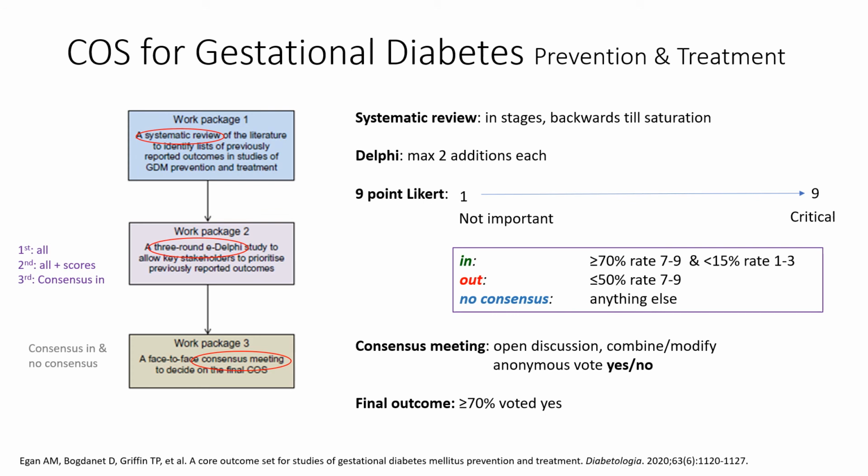This slide summarises the process of development of a core outcome set for gestational diabetes. After an initial review of the literature, a 3-round eDelphi survey was undertaken. Involved stakeholders, including patients, researchers and clinicians, were then required to rate the outcomes for inclusion on a scale from 1 to 9. Those that were included were then discussed at a consensus meeting, where an anonymous vote included those outcomes that had greater than or equal to 70% of the vote.